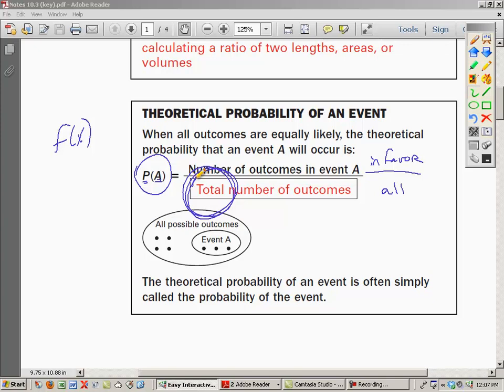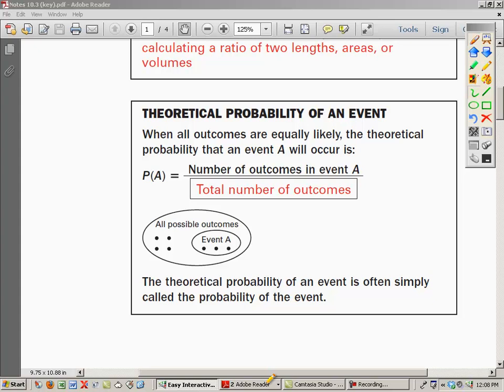This is going to be different when we talk about odds. So I'm just belaboring the point, but I want to make sure you guys recognize the difference between odds and probability. Okay? And then it says at the bottom, the theoretical probability of an event is often simply called the probability of the event, because again, that's the probability it's going to happen.